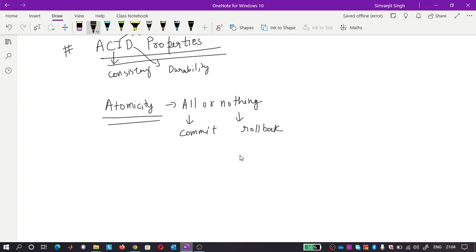It is managed by something called a transaction manager. This is the name of the software that is being used to do this. It's the software that handles the atomicity property.